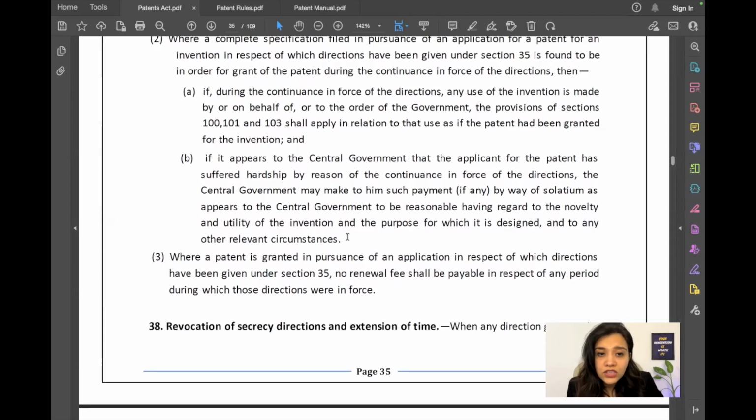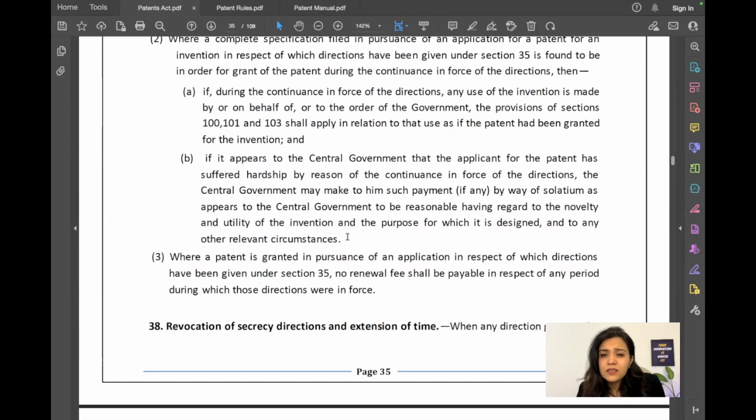Then we have subclause 3, which says where a patent is granted in pursuance of an application in respect of which directions have been given under section 35, no renewal fee shall be payable in respect of any period during which those directions were in force. So if the patent is granted, firstly, it is very difficult to get a patent granted in this scenario when secrecy directions are applicable. Still, if the patent is granted during that tenure, or it may happen that your patent is in examination stage and at that point only secrecy directions were invoked by the central government.